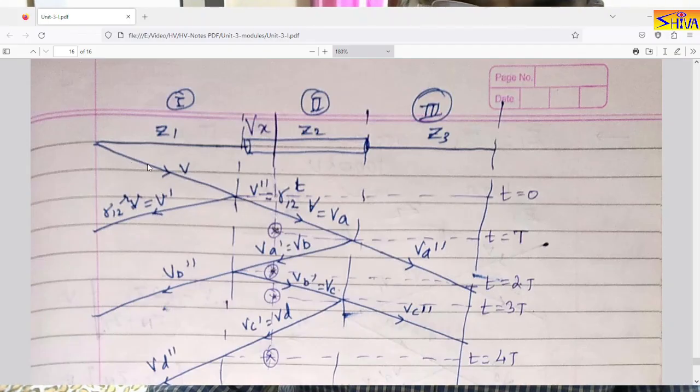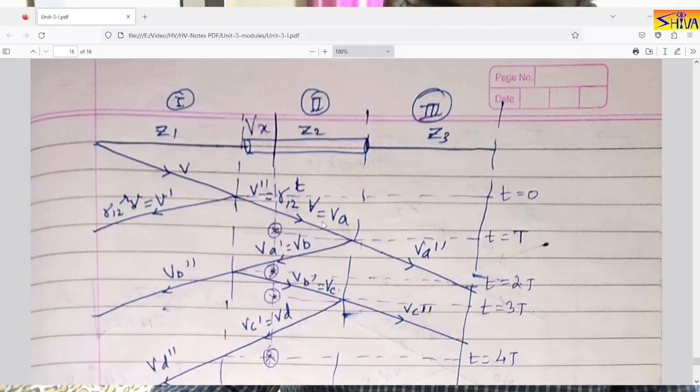So here you can see the direction of the voltage wave is represented by this arrow. Here the transmitted wave is represented by this arrow and the reflected wave is represented by this arrow. So the direction of the arrow represents the direction of travel of the wave. So at this point there is reflection. Reflected voltage is V dash. It is given by the reflection coefficient from medium 1 to 2 multiplied by the incident voltage V. Transmitted voltage wave V double dash is denoted by the transmission coefficient from medium 1 to medium 2 multiplied by the incident voltage wave V. Now let us say it is voltage VA.